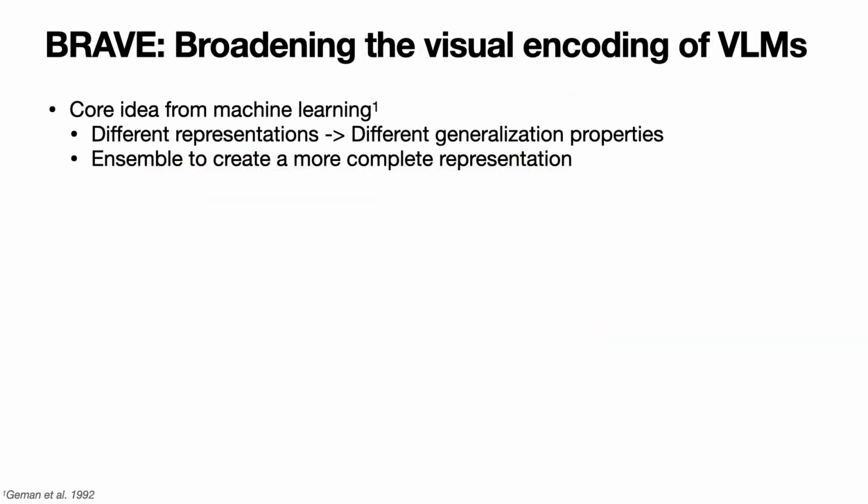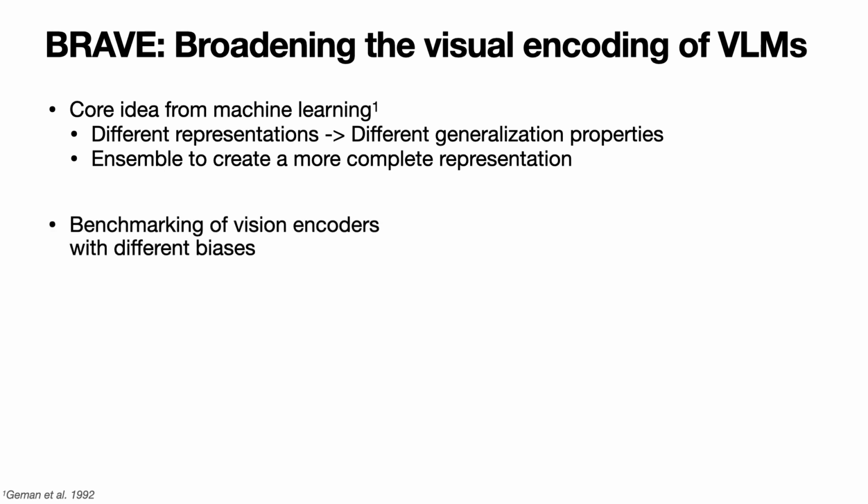Brave aims to broaden the visual encoding capabilities of VLMs. This is based on a well-known property of different representations in machine learning. They can yield different generalization properties, and each can play a role when ensembled to create a more complete representation. Inspired by this, we first perform a benchmarking of several vision encoders with different biases such as training data, objective, and model size to study their generalization properties when used in VLMs.